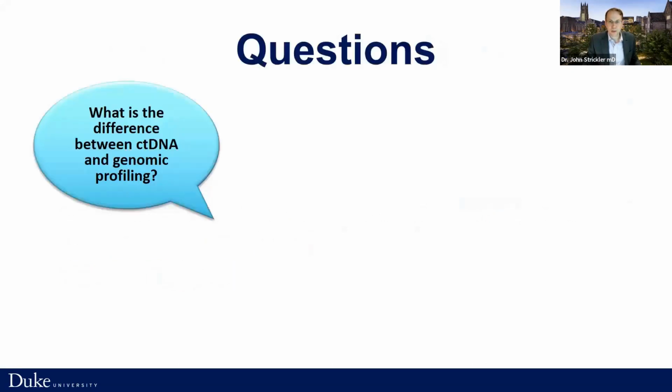And one person asked the question, what is the difference between circulating tumor DNA and genomic profiling? And this is a really great question, because truthfully, I don't have an easy answer for this. I consider circulating tumor DNA to be fragments of DNA in the bloodstream. The act of analyzing those fragments of DNA is genomic profiling. So I'm not sure if that answers the question, but circulating tumor DNA is just a description of the genes. And then genomic profiling is more of a description of how we identify what those genes are.